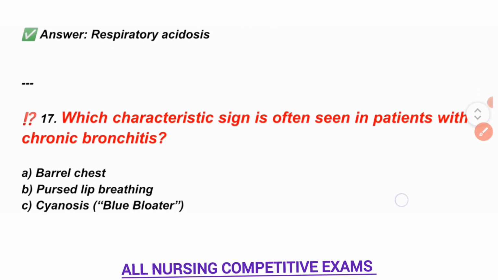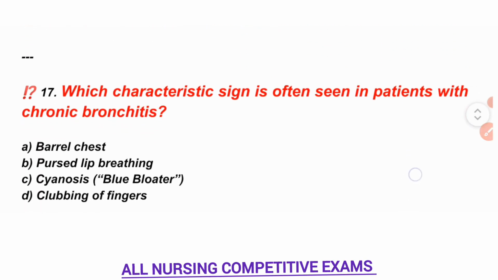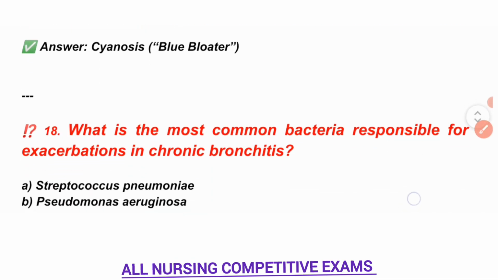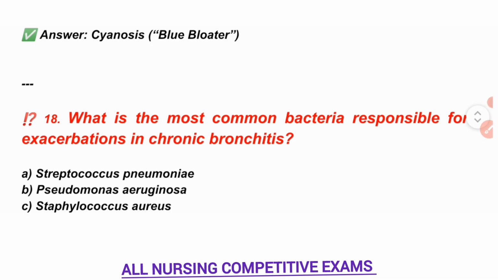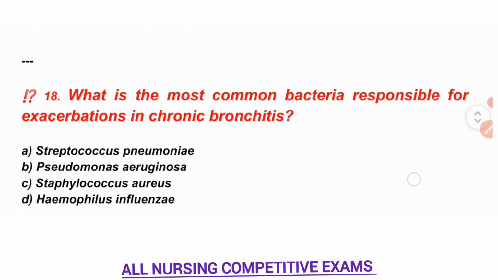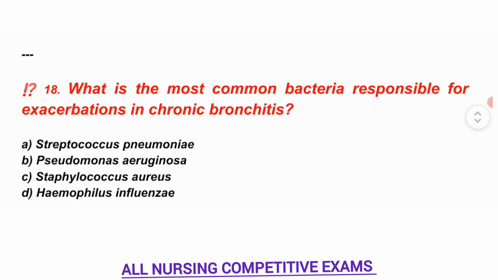Question number 17. Which characteristic sign is often seen in patients with chronic bronchitis? The right answer is option C, cyanosis, blue skin. Question number 18. What is the most common bacteria responsible for exacerbation in chronic bronchitis? The right answer is option D, Haemophilus influenzae.